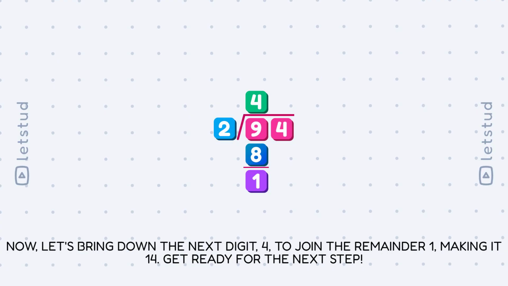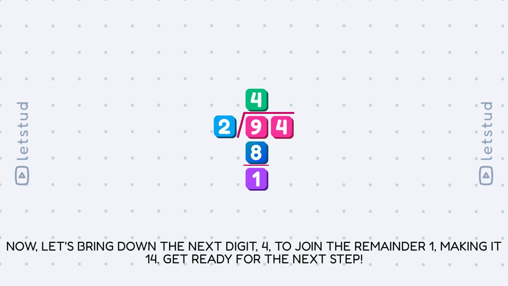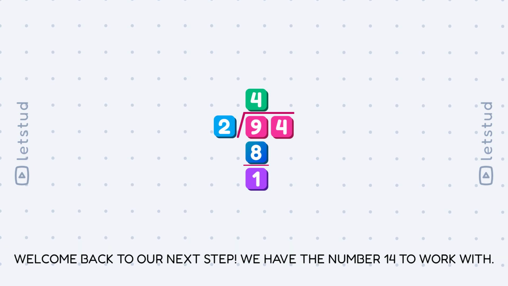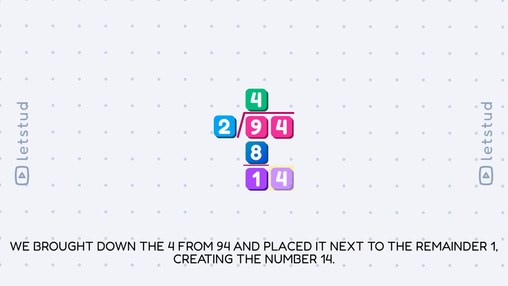Now let's bring down the next digit, 4, to join the remainder 1, making it 14. Get ready for the next step. Welcome back to our next step. We have the number 14 to work with. We brought down the 4 from 94 and placed it next to the remainder 1, creating the number 14.